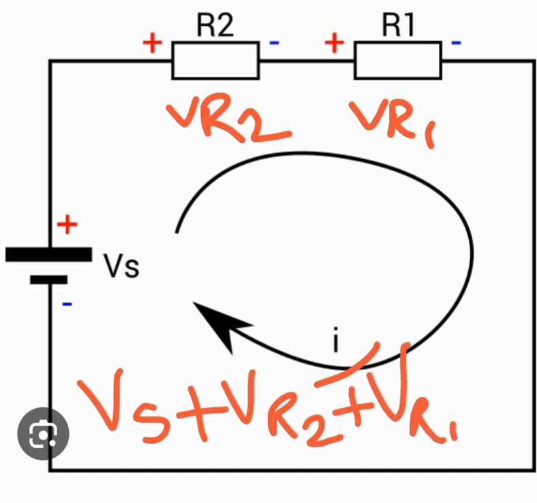VR1 equal to 0. That's nothing but Kirchhoff's voltage law. It says that the sum of all the voltages inside the circuit in a closed loop is equal to 0. That's it.